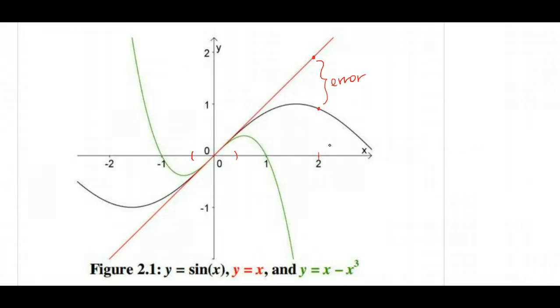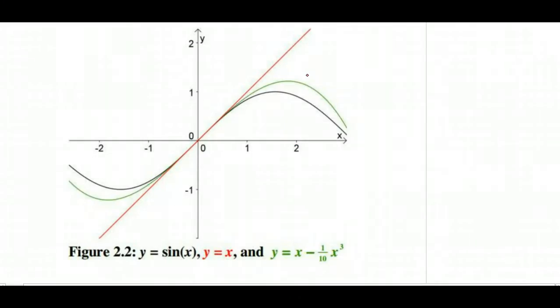It's pretty accurate, but over here at 2, if I wanted this sine value right here, which again is a little less than 1, I would actually, if I plug 2 into x minus x cubed, end up getting a value way down here that's not even on the screen. So it's a really, really big margin of error in this particular cubic polynomial.